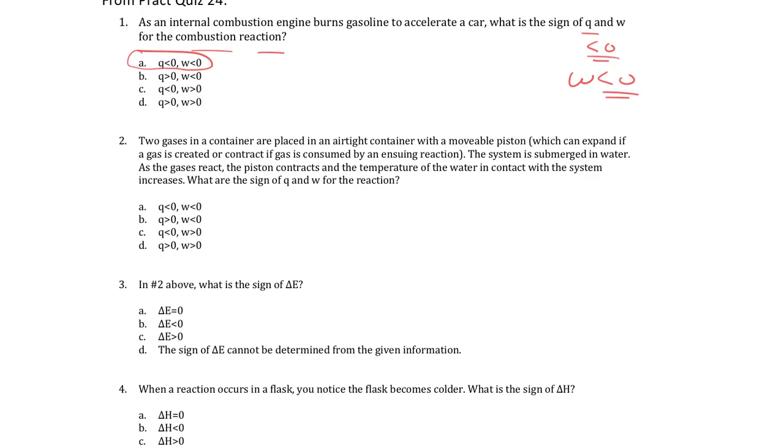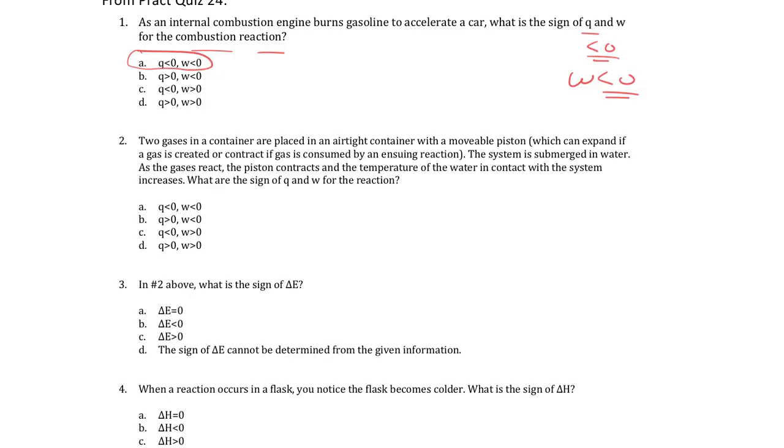Let's do another problem of two gases in a container. Two gases are in an airtight container with a movable piston, which can expand if a gas is created and contract if a gas is consumed. It's just going against atmospheric pressure, so presumably the container is maintaining a constant pressure. If gas is made, it's going to expand. If gas is consumed, the container volume will drop.